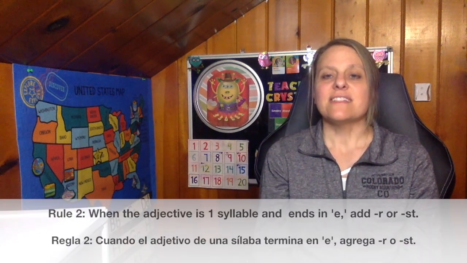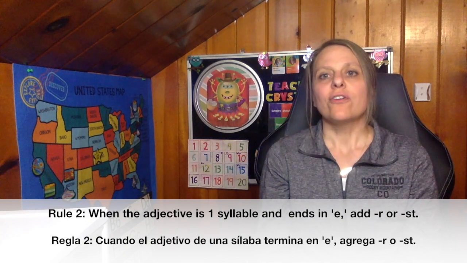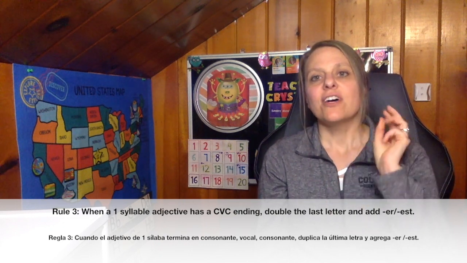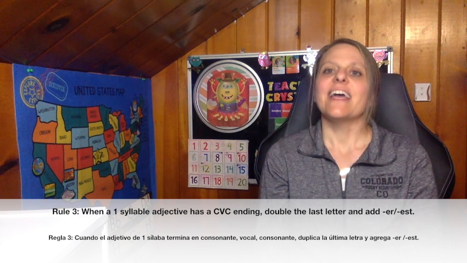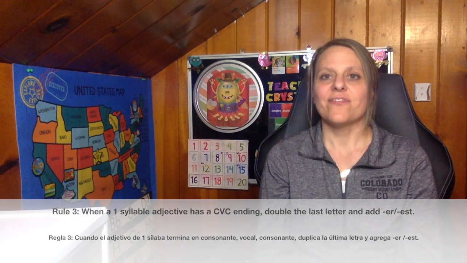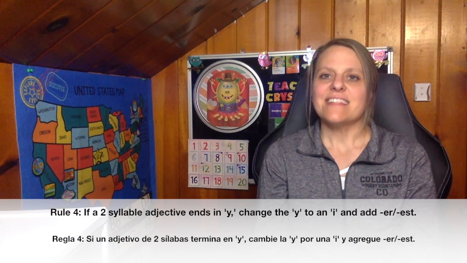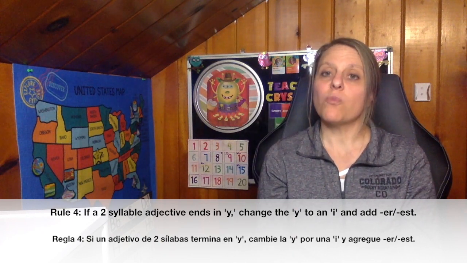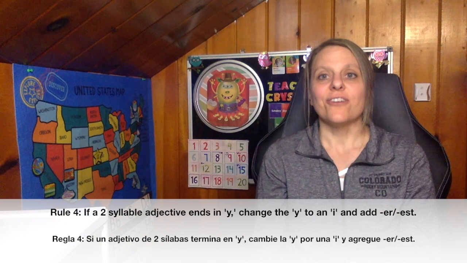The second rule is if it is one syllable and ends in the letter E, you just add R or ST. The third rule is if the adjective ends in a consonant, vowel, consonant, then you double the last letter and add ER or EST. The fourth rule is the one we talked about yesterday, and that is if it is a two-syllable adjective and ends in the letter Y, you change that Y to an I and you add ER or EST.